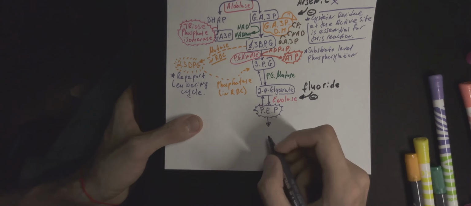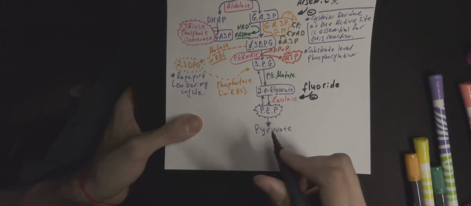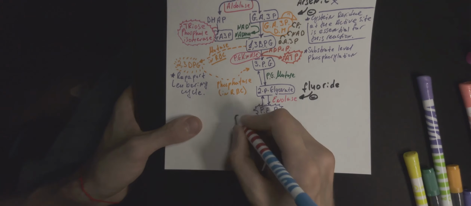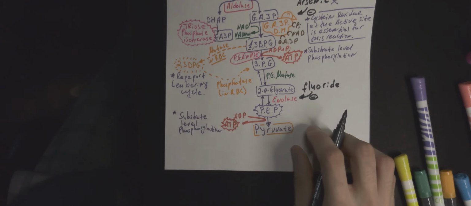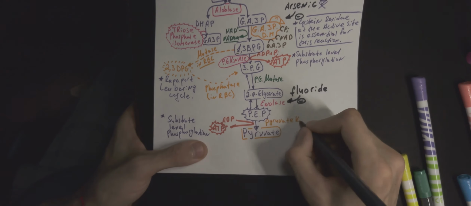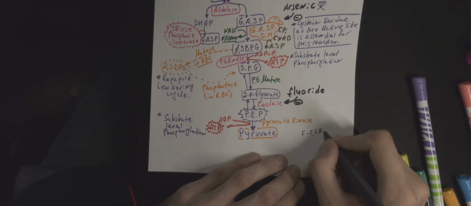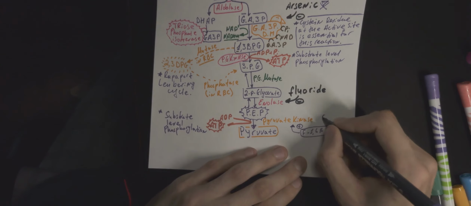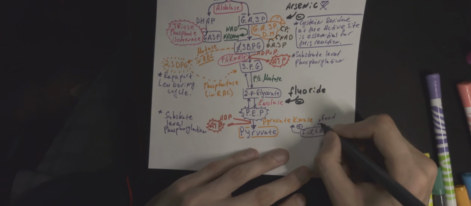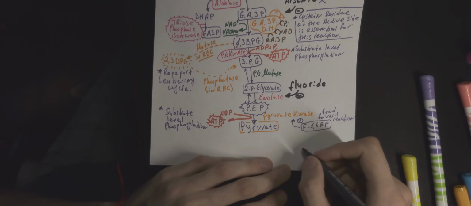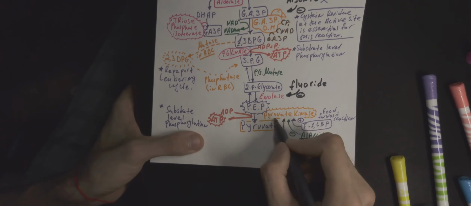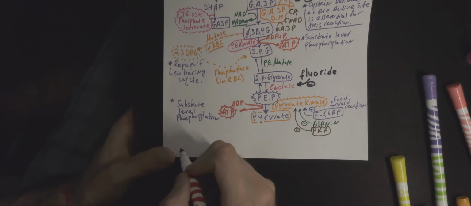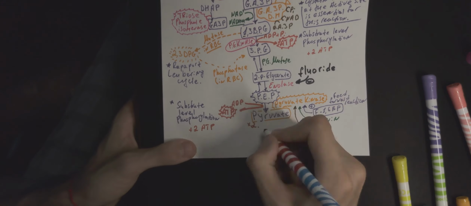In the end of glycolysis, we will have 2 molecules of pyruvate and additional 2 ATP from substrate level phosphorylation. Pyruvate kinase is stimulated by fructose 1,6-bisphosphate. In this situation, we can call it a feed-forward reaction, and it is inhibited by alanine and protein kinase A.